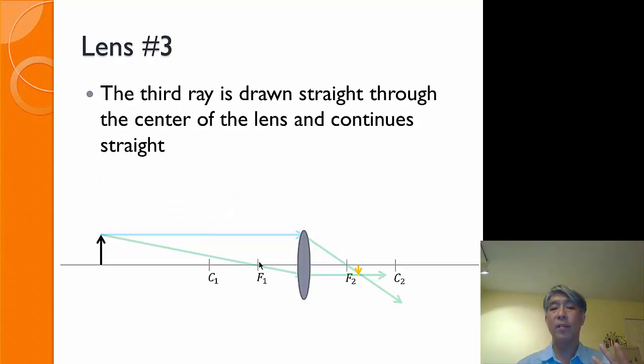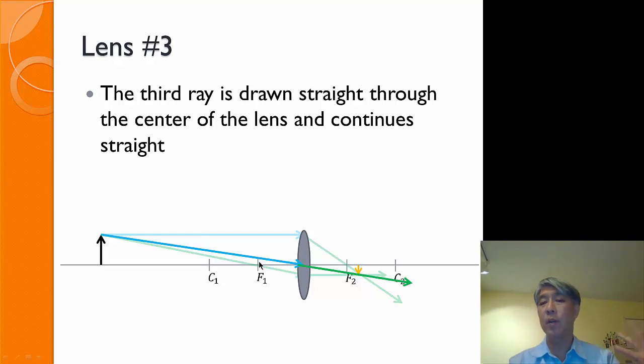We also have that third ray, and the third ray goes straight through the center of the lens and continues straight. There's basically no refraction of this center ray because of the 0 degree aspect. So it goes straight and just continues, and pretty much intersects at the same point.